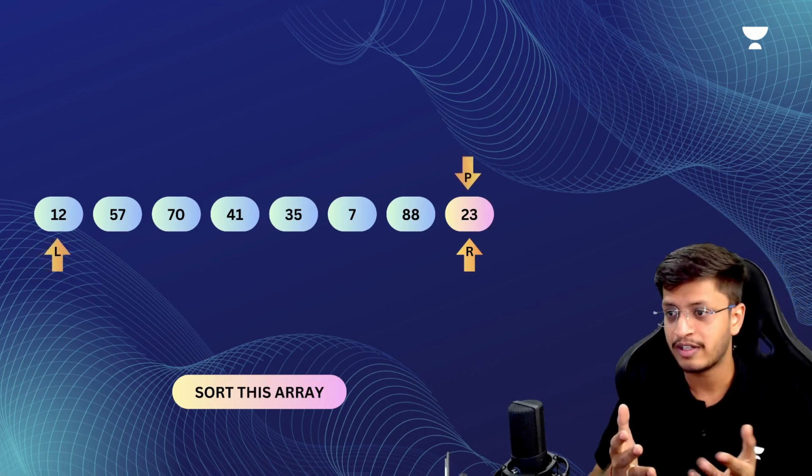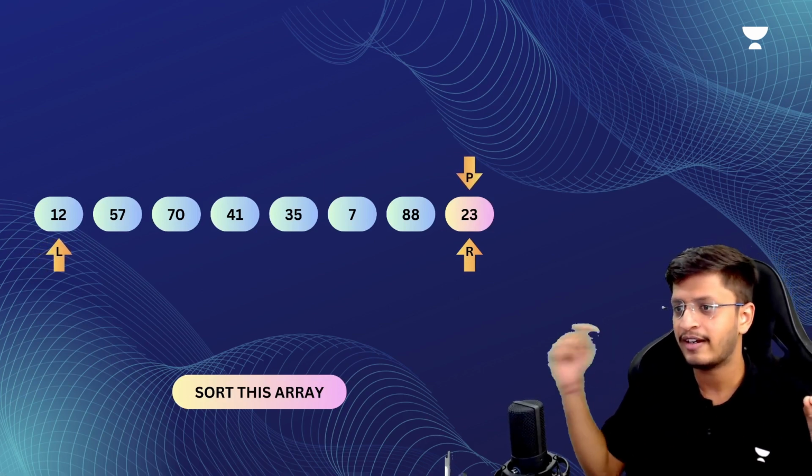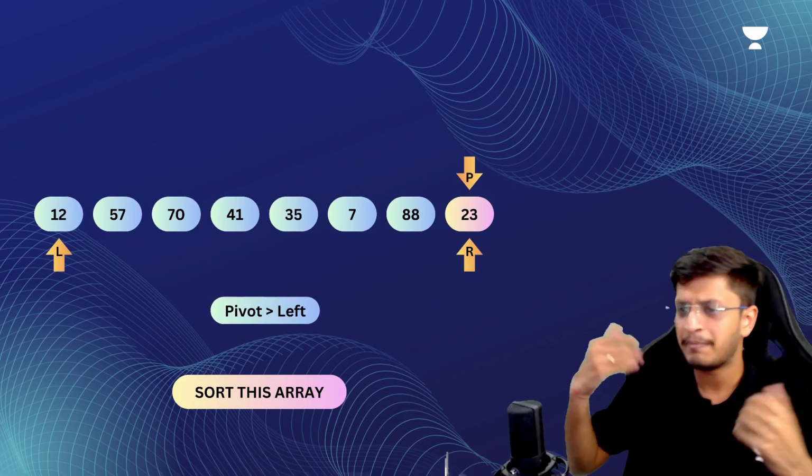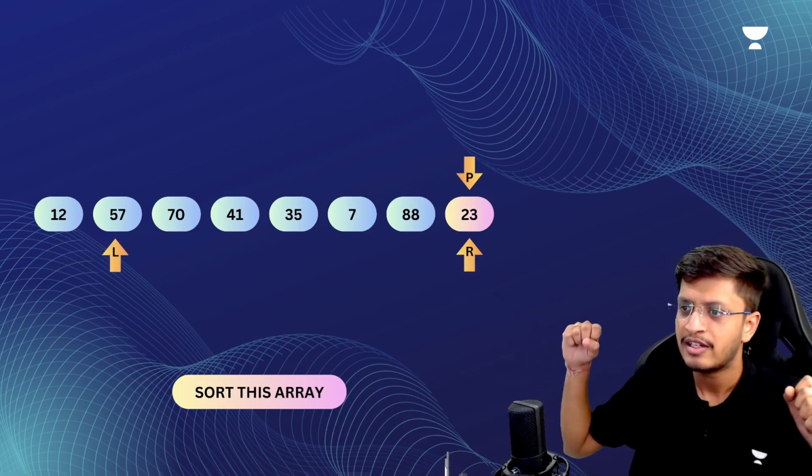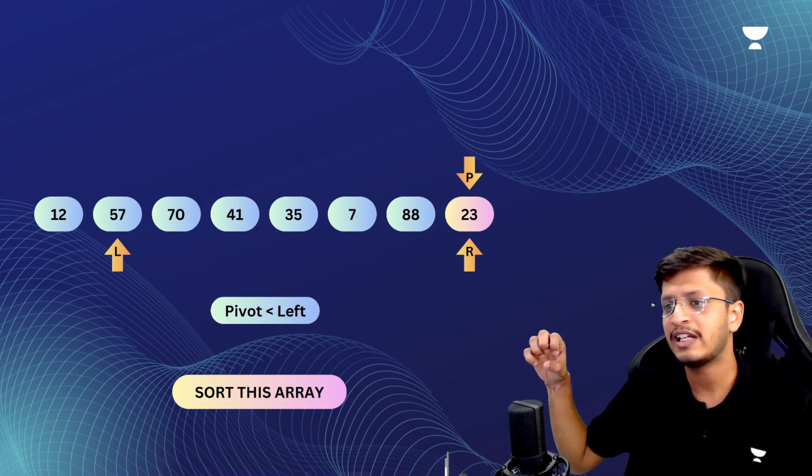How quick sort works is you will have a pivot element, and left and right pointers. We can take the pivot as any element. We are taking the rightmost element as the pivot. So 23 is our pivot. Since the pivot is at the right, we will compare it with the left element.